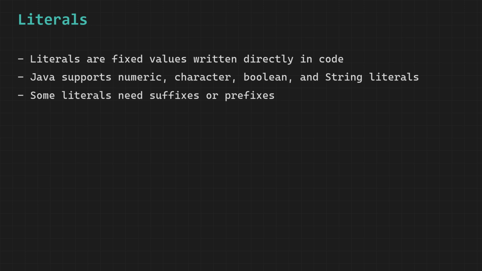1_000_000 is the same as 1000000, making it much easier to read. Long literals must end with L, 100L. Float literals must end with F, 3.14F. Double literals need no suffix. 3.14 is already a double.